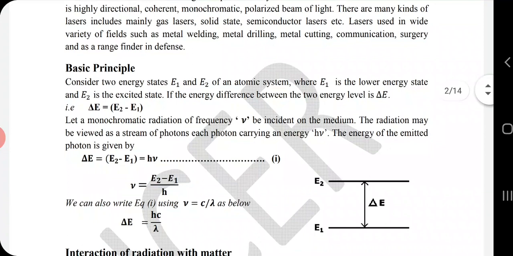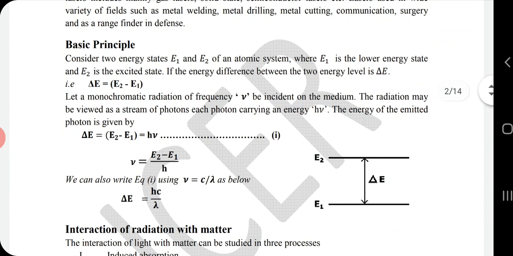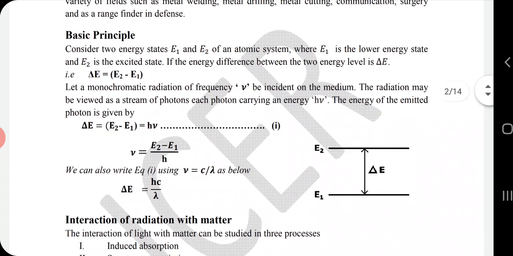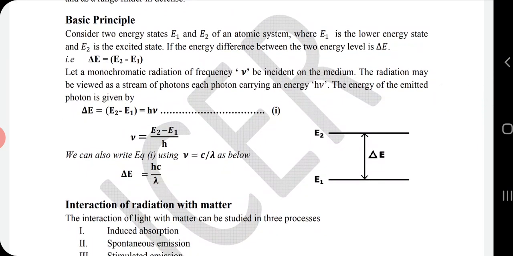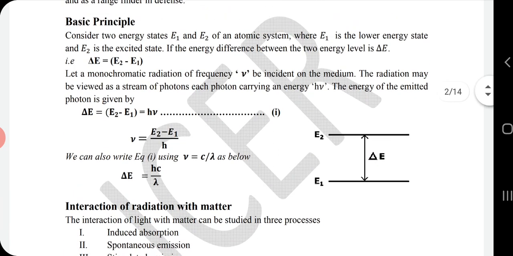The basic principle is absorption, and the emissions are of two kinds. We have the E1 level and the E2 level, that is, energy states E1 and E2. The energy gap delta E, that is E2 minus E1, we have equated to h nu. So h nu in turn we can write as hc divided by lambda, by substituting nu, the frequency, equal to c divided by lambda. This is the basic principle.